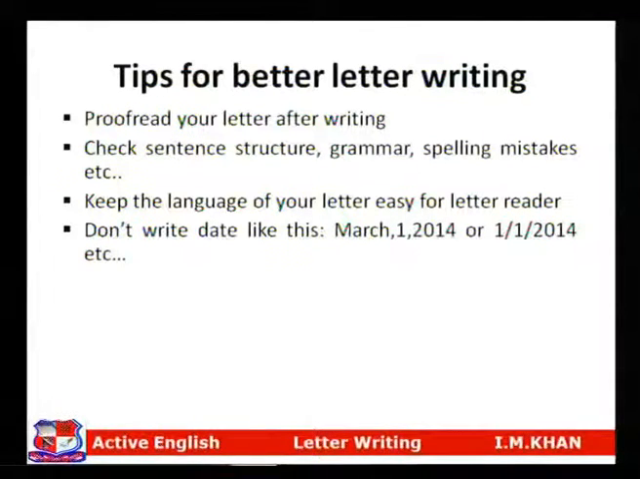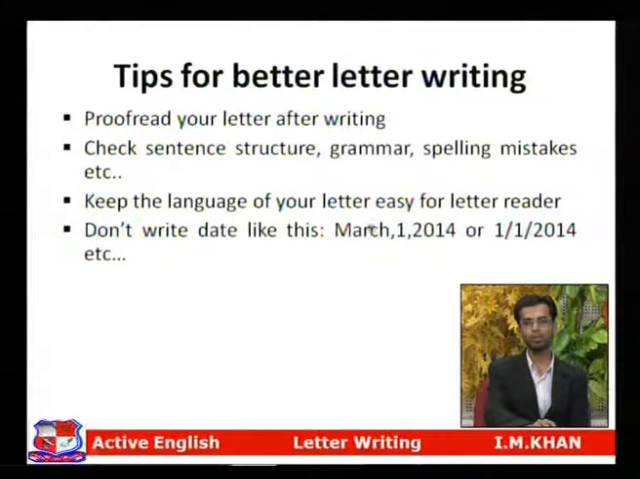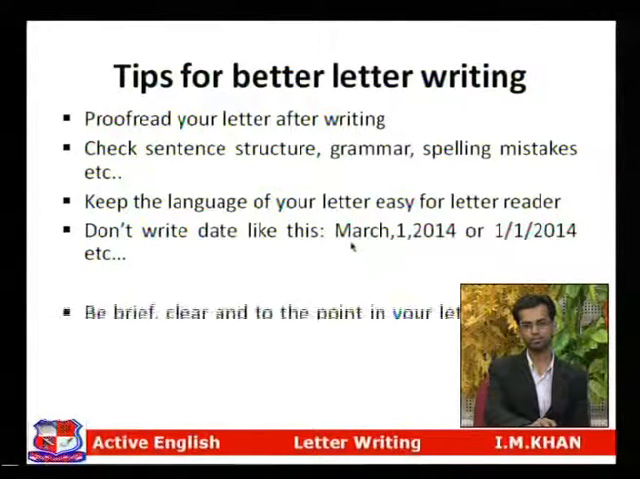Then don't write dates like this. We have already seen the ways of writing dates, American and British, cardinal and ordinal numbers, but often we have seen that people like to write the dates in this way. For example, March 1, 2004. So March and then comma and 1 comma, there is no space. Do not write the dates like this, or do not write the dates even like this, 1 oblique 1 oblique 2014. This is not the proper method. This is not a method at all. So do not follow such non-standard ways of writing the dates.